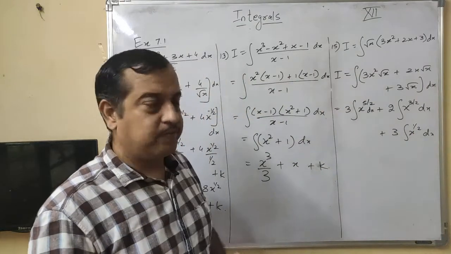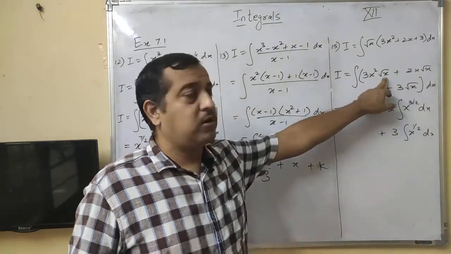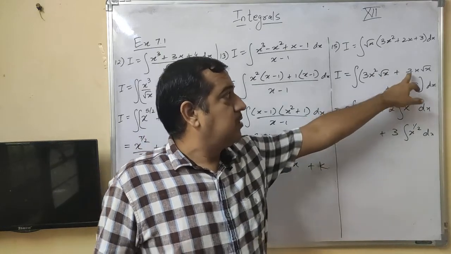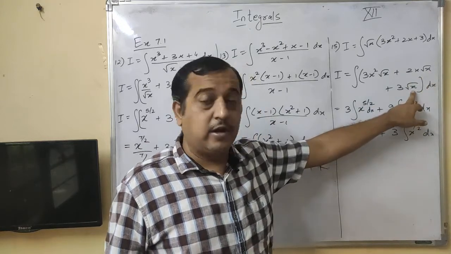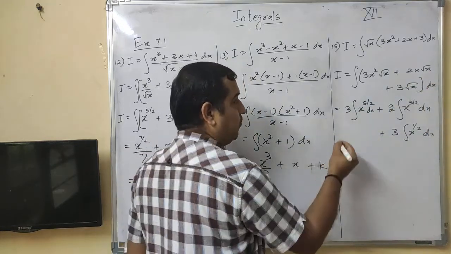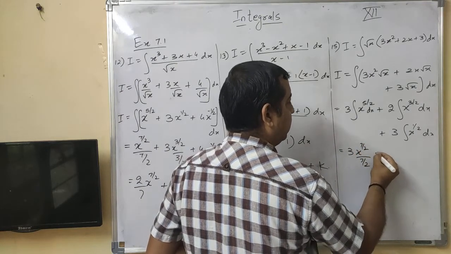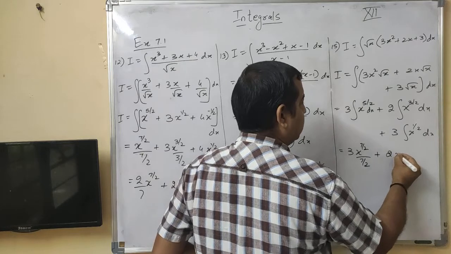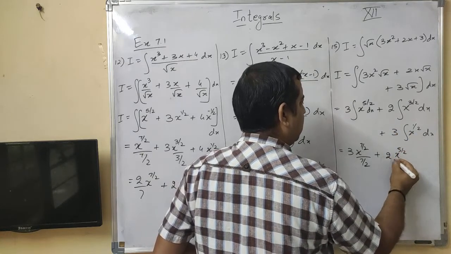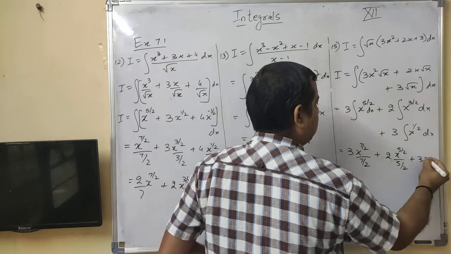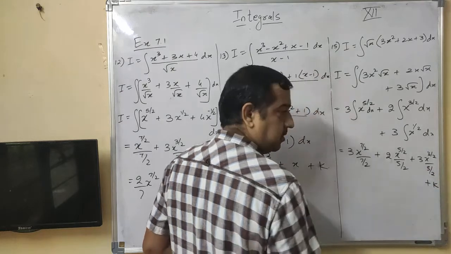So you get this. Separate the integrals, take the constant terms outside. 3 comes outside, x square root x means you get x raised to 5 by 2. 2 outside, you get x into root x means 1 plus half, that gives you 3 by 2. And here it is root x, meaning x raised to half. Now x raised to 5 by 2, its integral is x raised to 7 by 2 upon 7 by 2, plus 2, this is x raised to 5 by 2 upon 5 by 2, plus 3, this is x raised to 3 by 2 upon 3 by 2, plus constant.